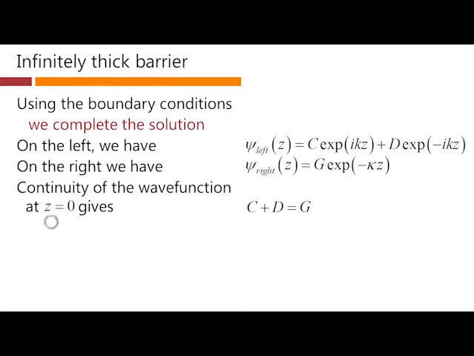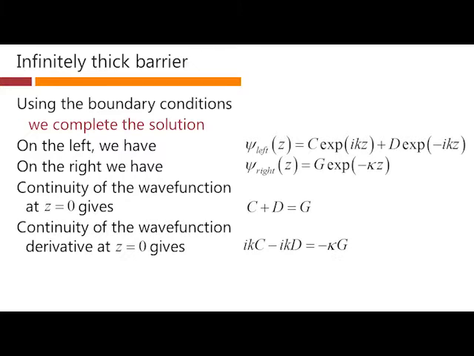Continuity of the wave function at z equals 0 is going to give us this equation here. In other words, if you put z equal to 0 in here and z equal to 0 in here, then psi left of 0 is just c plus d, because e to the i0 or e to the 0 is just 1. And on the right, similarly, if we put z equals 0, the exponential just becomes 1. So on the right, the wave function is just g at z equals 0. So we've got c plus d is equal to g.